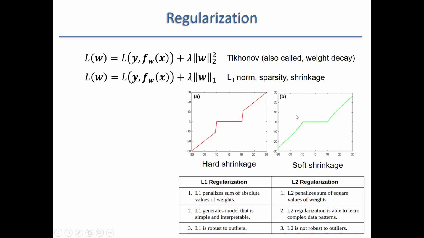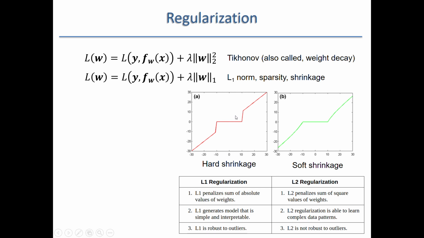And there are two flavors of shrinkage. Let's start with the hard shrinkage. The hard shrinkage is like the identity function, but if your coefficient is small, you set it to zero. So you see, these are the different weights. If you have a large weight, positive or negative, you keep it. But if you have a small weight between -10 and 10, let's say, you set it to zero.